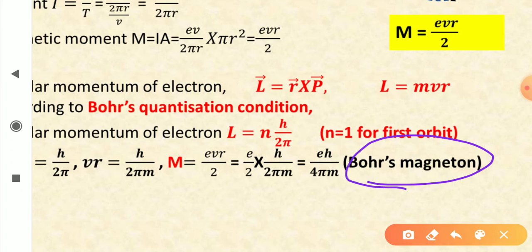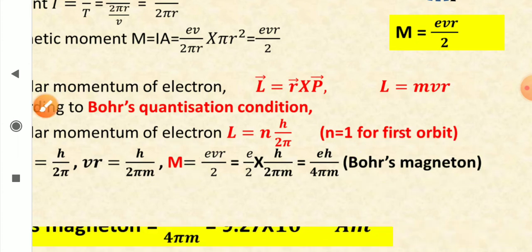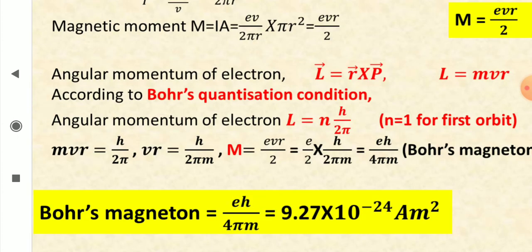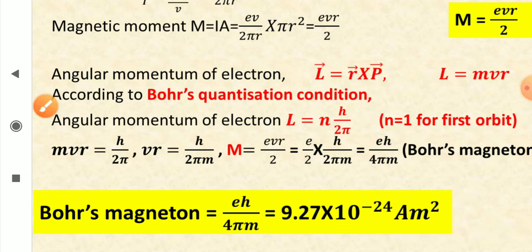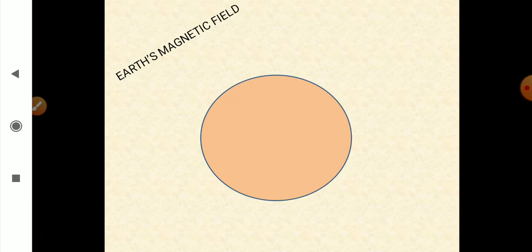This is the magnetic dipole moment of hydrogen atom in its first orbit, and its value comes out to be 9.27 into 10 raised to the power minus 24 ampere meter square. Bohr's magneton. Now let us look at Earth's magnetic field.